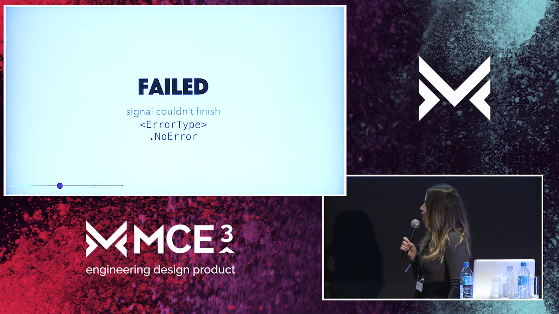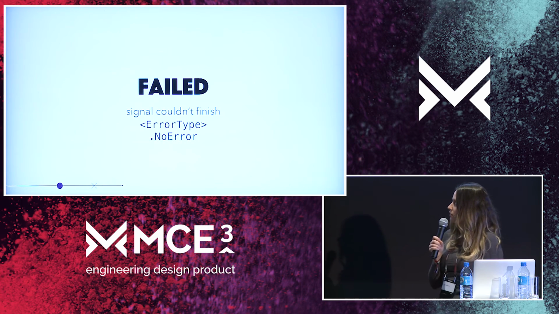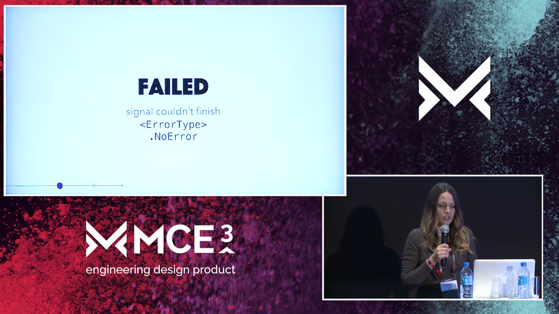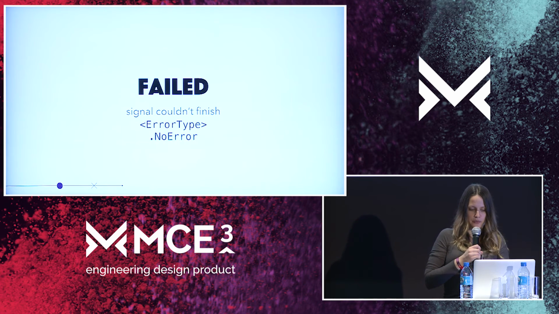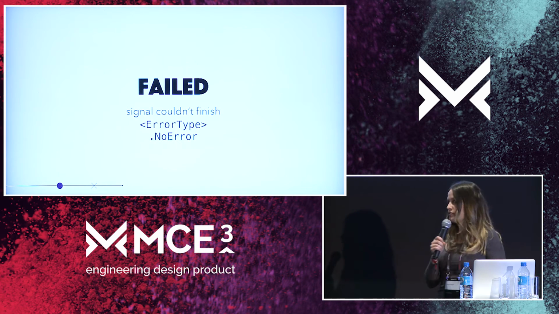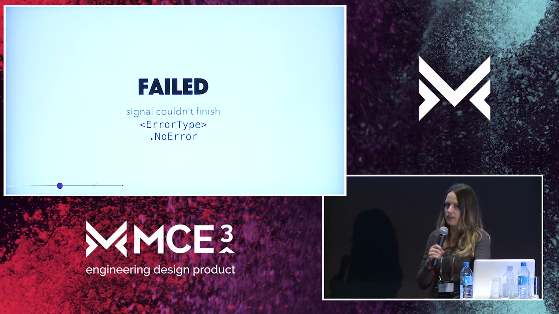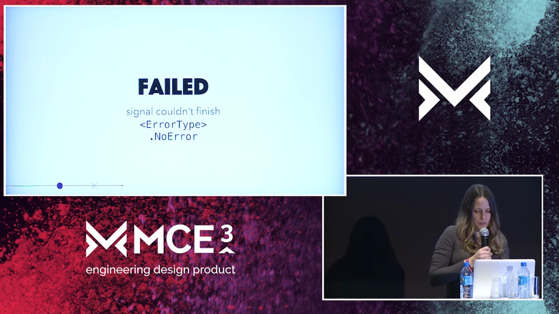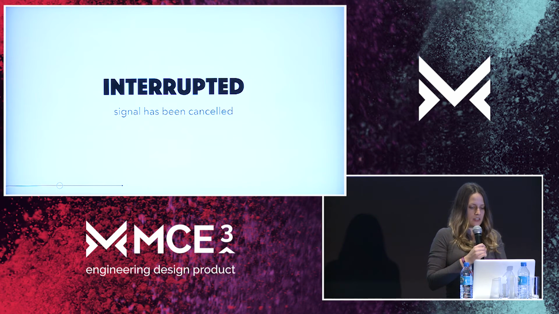And there is something special here. It has an error type now, so you can be aware of the error type at compile time. And there is NoError, so you can set that. You can say that there is no way that this signal will fail. Yeah, interrupted is when you or something else cancels your signal. So you can be prepared for all of these kinds of events.